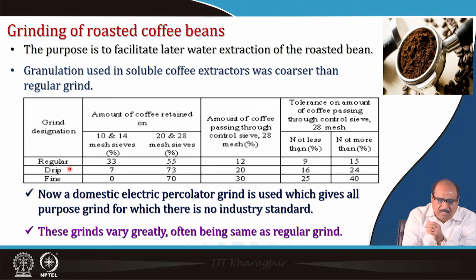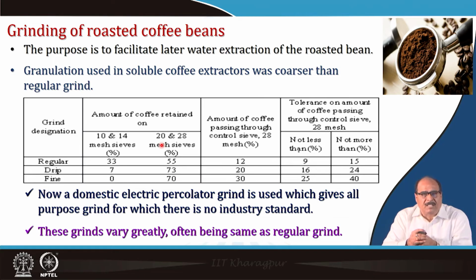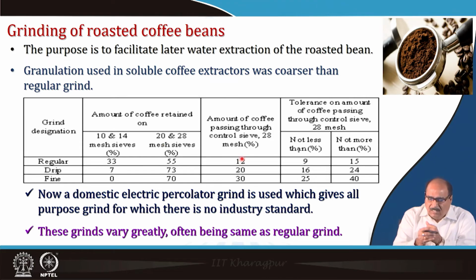In fact, in regular grind, about 33% of the coffee is retained on 10 to 14 mesh sieve, and about 55% of coffee is retained on 20 and 28 mesh sieve, and the amount of coffee passing through the control sieve, that is 28 mesh, is 12% in the regular grind.